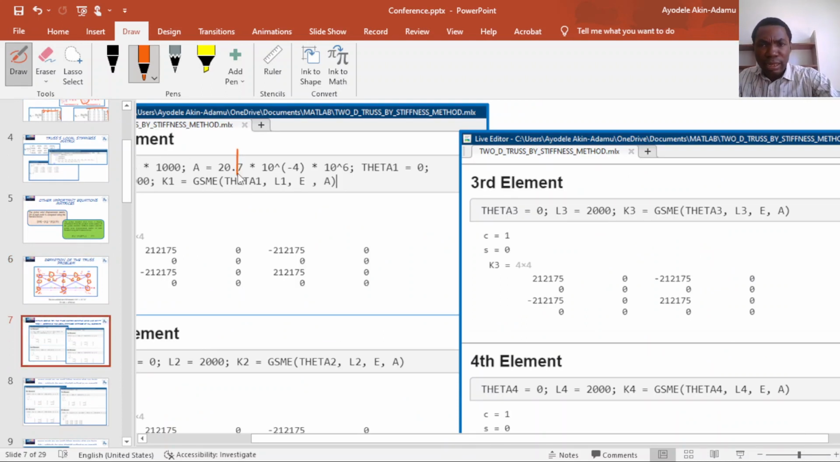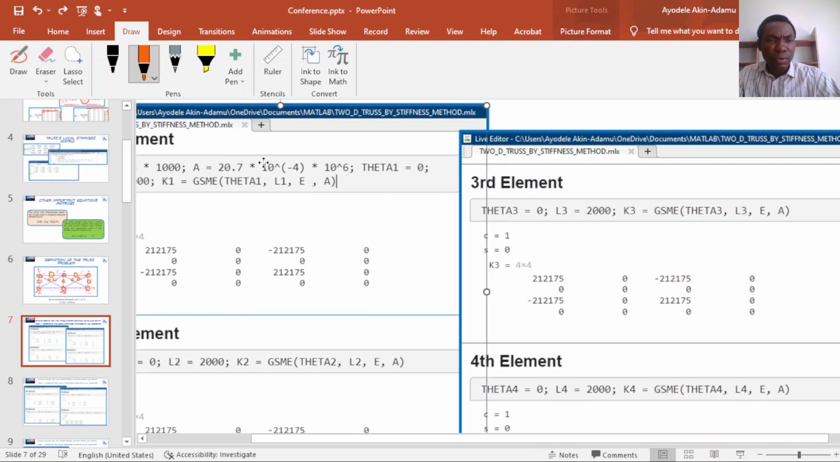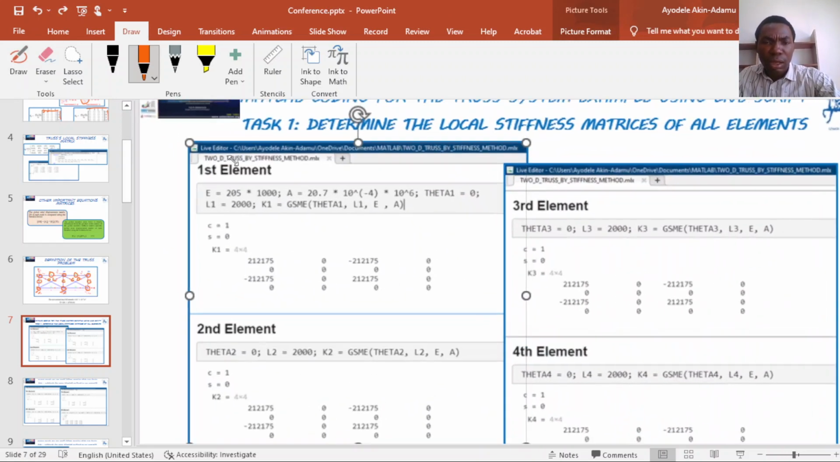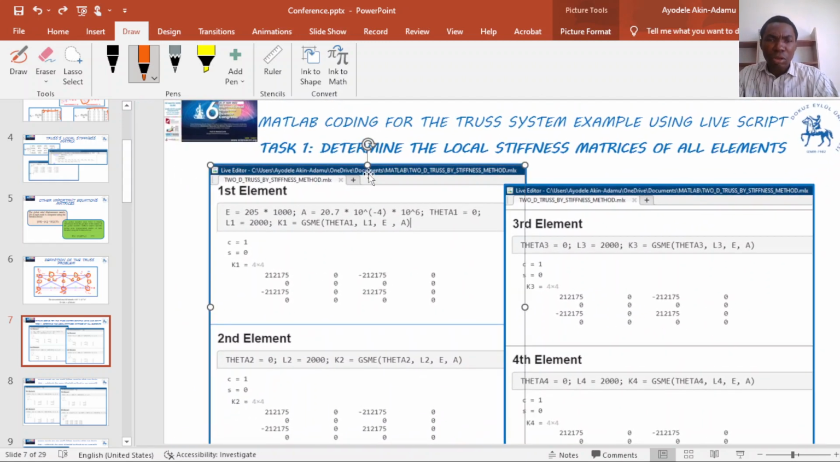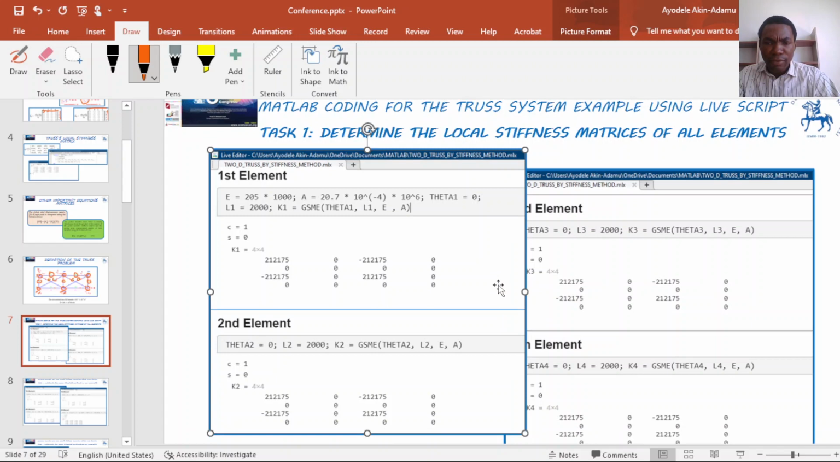My next slide will be the explanation of this procedure on Matlab. I'm going to explain this procedure first on PowerPoint before I go to Matlab, so that you understand it properly.